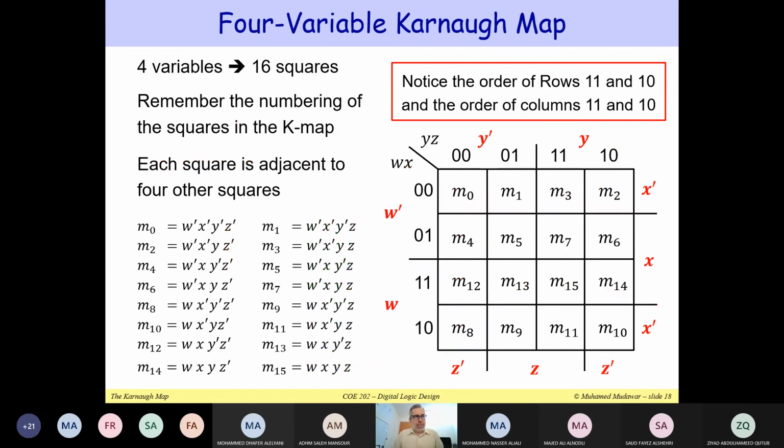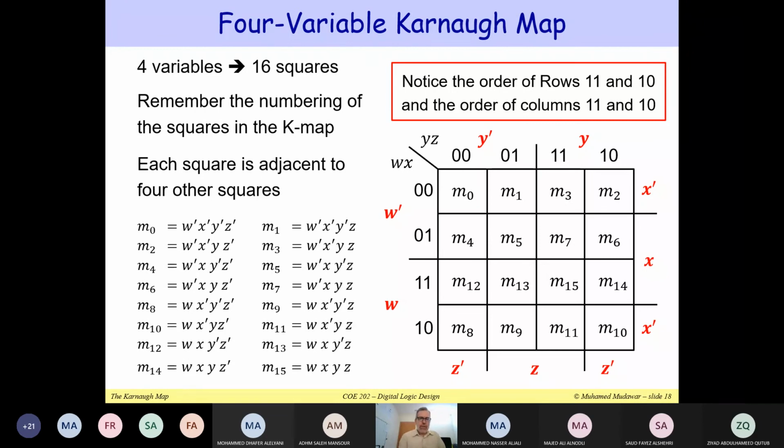Let me talk about the 4 variable Karnaugh map. I talked about 3 variables, now we would like to go to 4 variables. In the case of 4 variables, we'll have 16 squares, numbered from 0 to 15. We can draw it as 4 by 4, 4 rows and 4 columns.